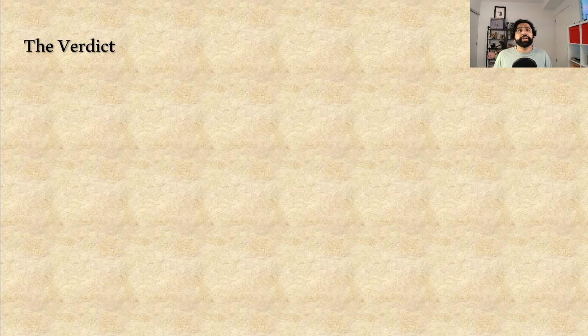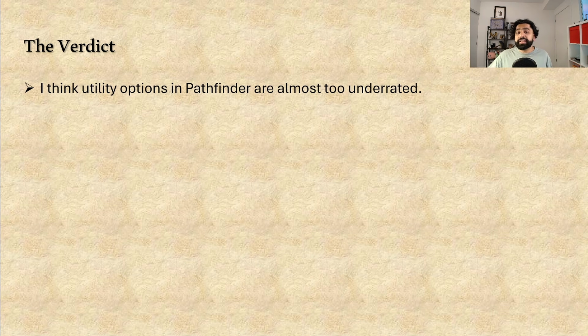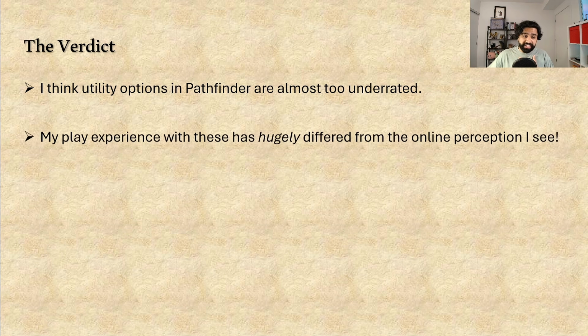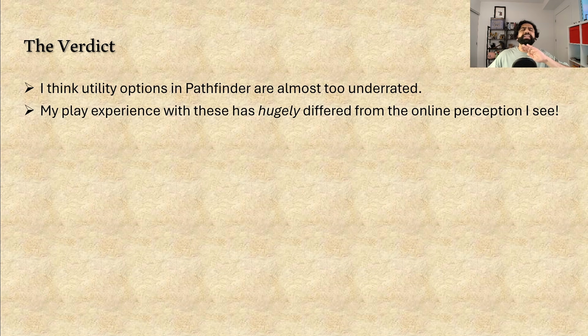So what's the verdict? Now that we have explored some of the opportunity cost of spells in both games and talked a little bit about the design behind both, what's the overall point? Why am I saying that I have seen Pathfinder utility get used much more often than D&D utility? I think utility options in Pathfinder are almost too underrated, and I think there's like a heavy negativity bias towards them. My play experience with them has hugely differed from online perception.